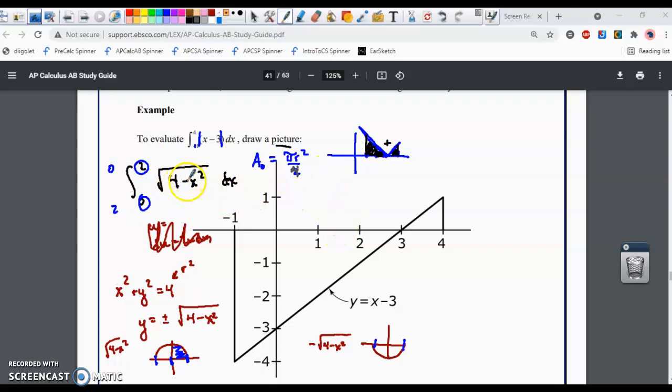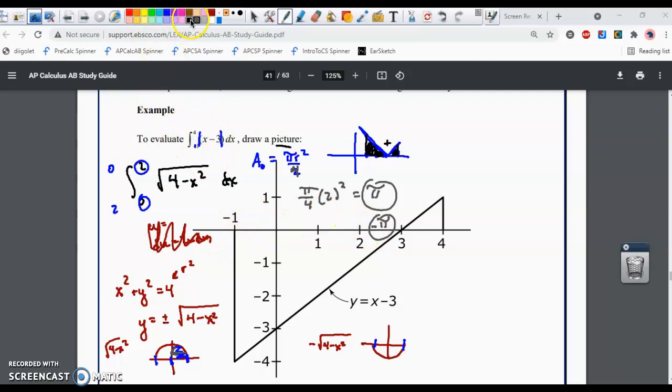So the answer to this integral, so we can move on, would be pi fourths times 2 squared, that's the radius squared, and then this is just 4, the 4's cancel, and your answer is pi, okay? If it went from 2 to 0, I would have been moving backwards, and then my answer would have been a negative pi.